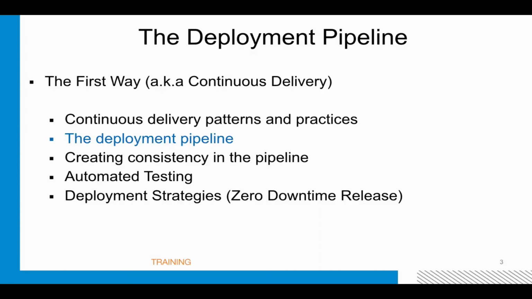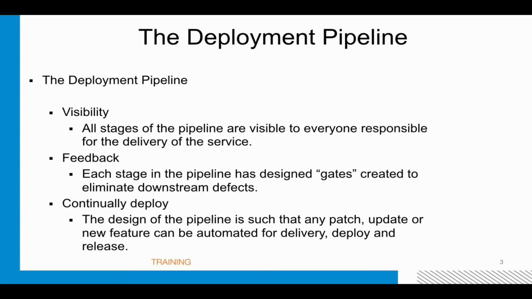So here we're going to talk about, again, everything's going to be in this first way. If you remember from the previous class, Introduction to DevOps, first way, second way, third way. We're talking about the pipeline. So the pipeline requires you to think about the visibility. All stages of the pipeline are visible to everyone responsible for delivery. So that's a key point, right?